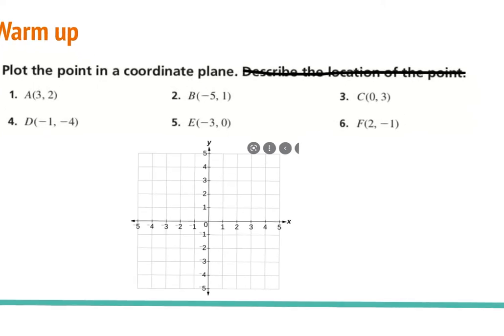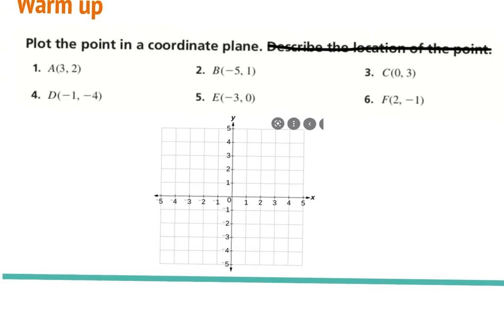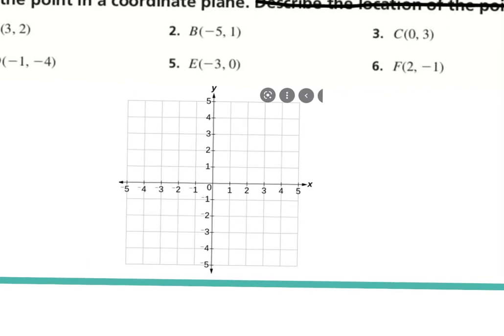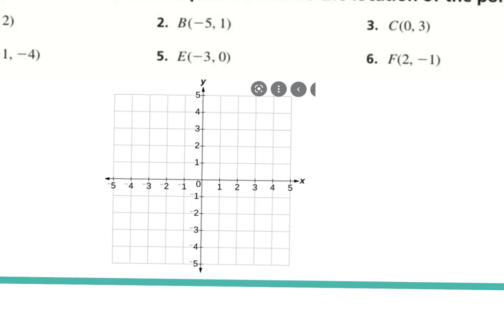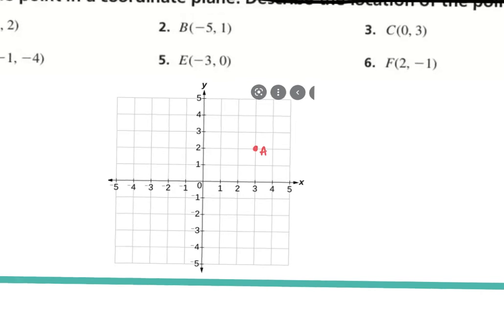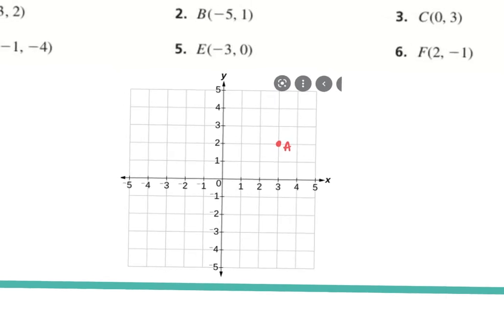Okay, so for the warm-up, we should have plotted all 6 of these points. A is at 3, 2, so we should have moved to the right 3 and then up 2 units from the middle. So this should have been A. B should have been at negative 5, 1, so move to the left 5 units and then up 1. So this should have been the coordinate for B.